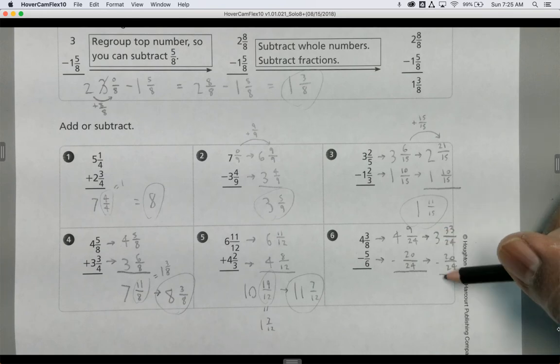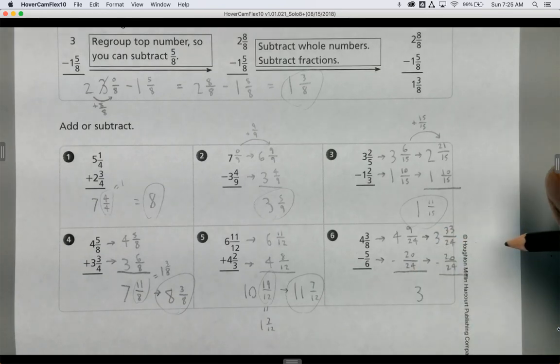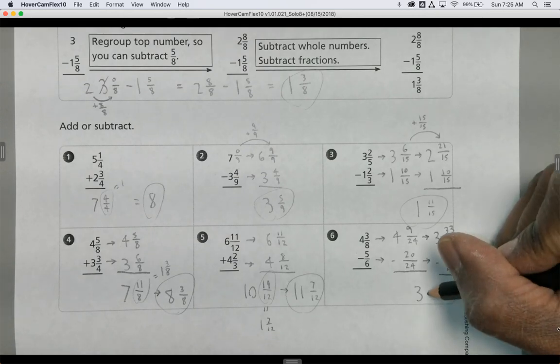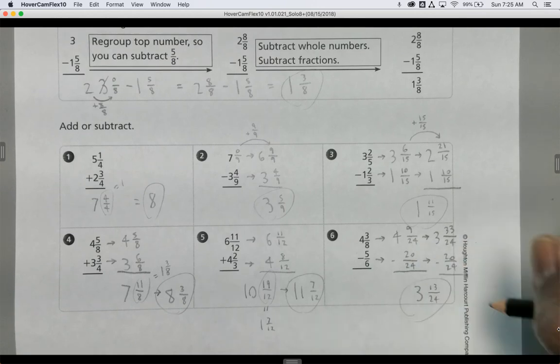Subtract. 3 minus nothing is 3. 33 minus 20 is 13. I get 3 and 13 over 24 as my final answer.